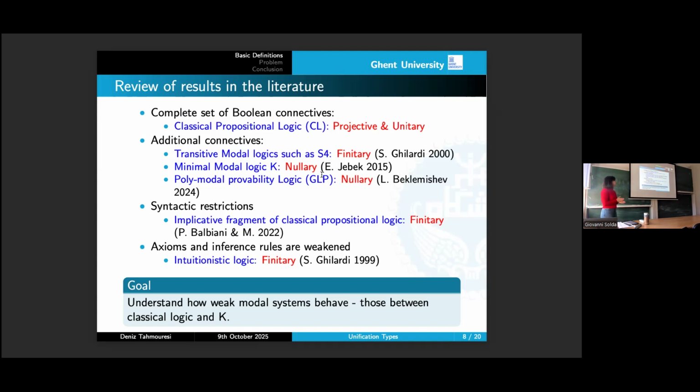If you did your literature review, I want to give you some examples of some of the more well-known works. For example, in classical propositional logic, the unification type is projective and also unitary. I mean, the most general unifier has the property of projectivity, and it is the most general unifier. Also for the parametric one, we have the same result.